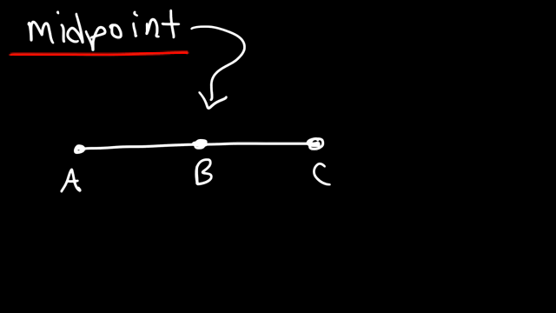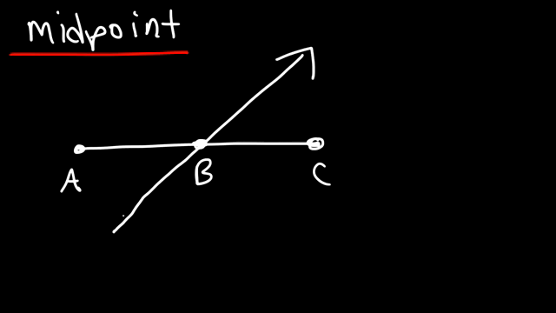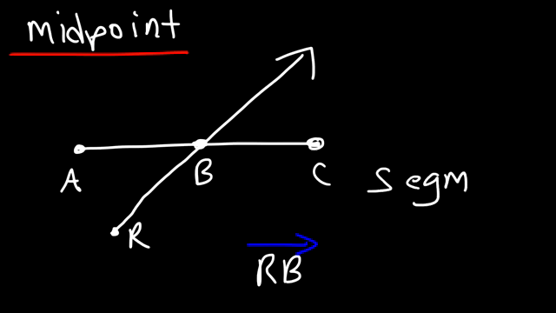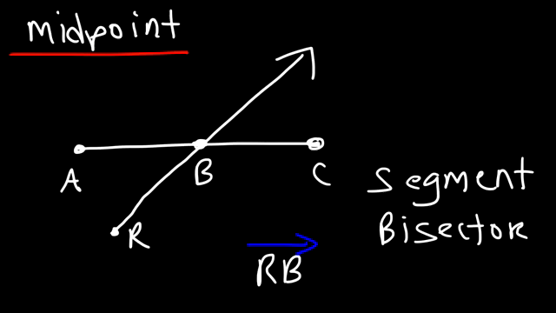Now, another term you need to be familiar with is something called a segment bisector. So let's say if we have a ray that passes through the midpoint, and let's say this is R. So ray RB is considered a segment bisector because it bisects the segment into two congruent parts. So we can see that AB and BC are congruent to each other.